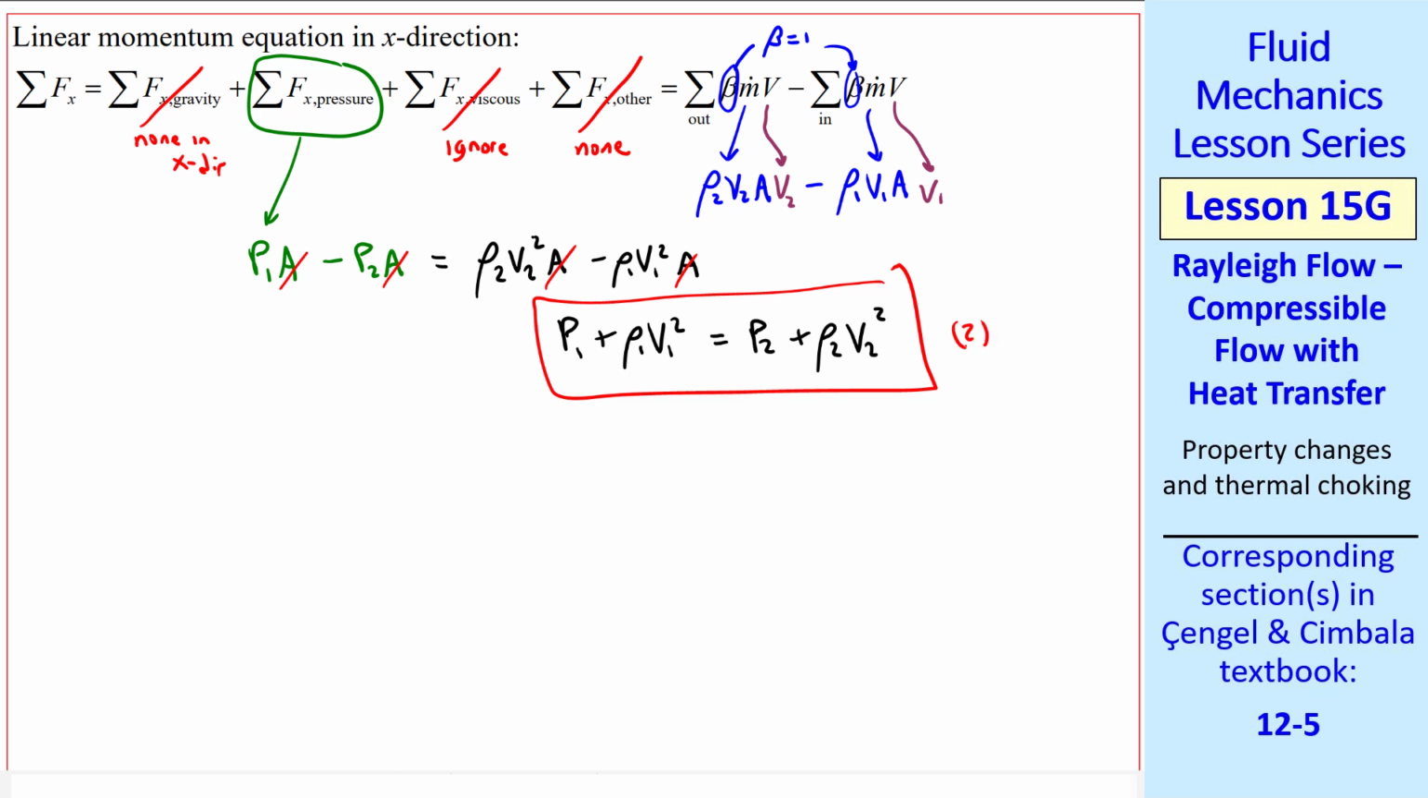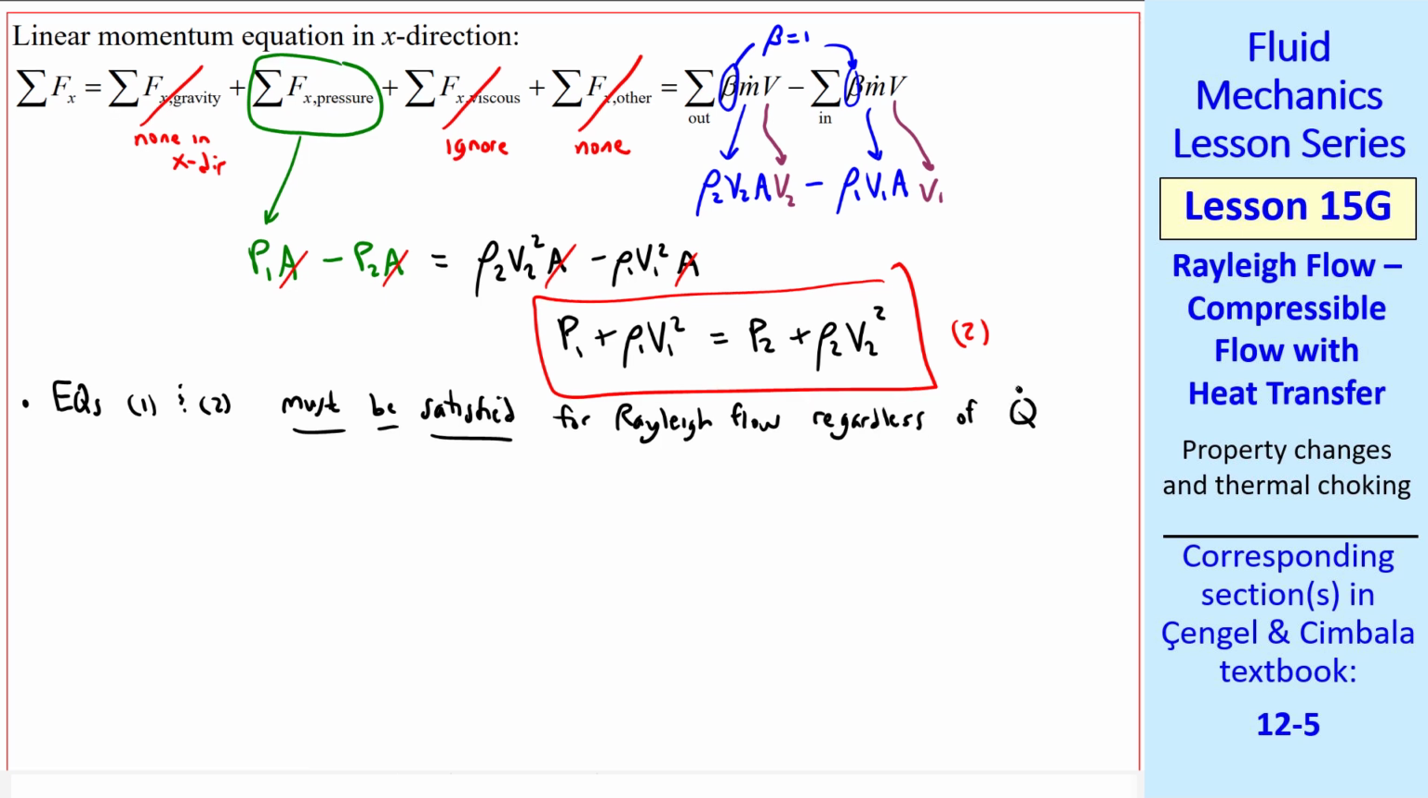It looks somewhat like the Bernoulli equation, but it's not. This is valid for compressible flow in a duct. Equations 1 and 2 must be satisfied for Rayleigh flow, regardless of Q dot. So far we've dealt with conservation of mass and momentum, but we haven't said anything about heat transfer or the energy equation.